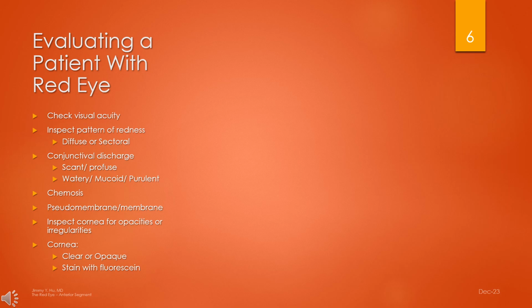When you see a patient who's got a red eye, it's important to have a systematic approach. Check their vision, look at the pattern of redness, check to see if there are any other findings, whether there's discharge, and if so, what kind. Check to see if there's chemosis, any pseudomembranes or membranes. Look at the cornea to see if there's any issues. And then stain the patient and see if there's anything else that gets highlighted.